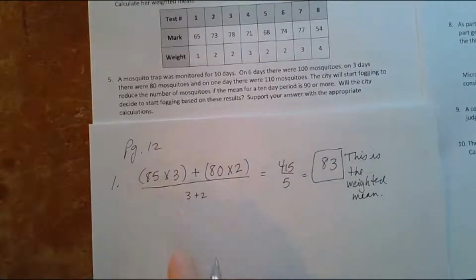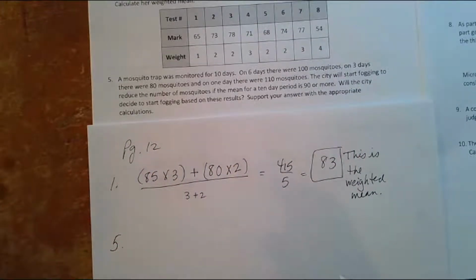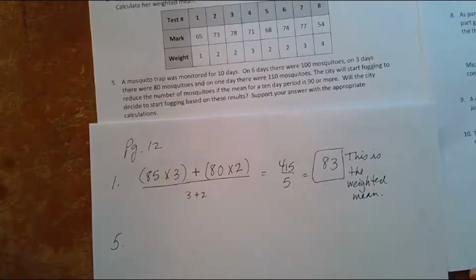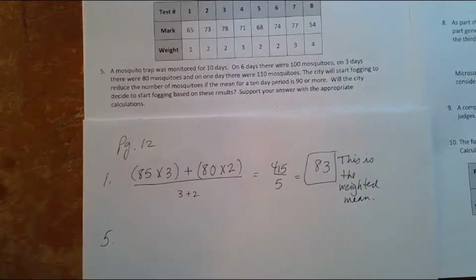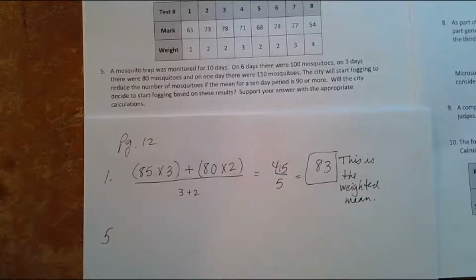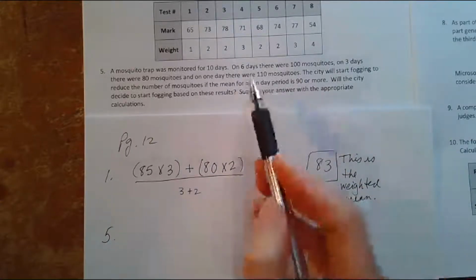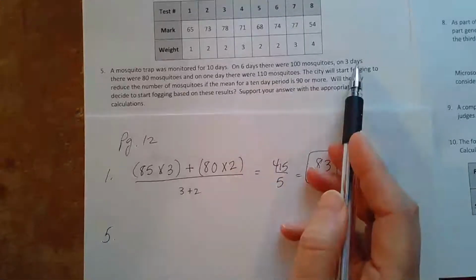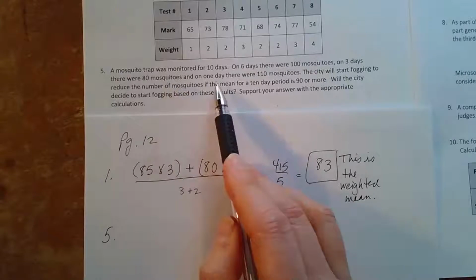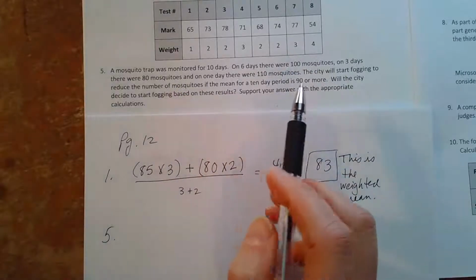Let's take a look at number 5. It's a little more involved in terms of reading. So it says a mosquito trap was monitored for 10 days. On 6 days, there were 100 mosquitoes. On 3 days, there were 80 mosquitoes. And on 1 day, there were 110 mosquitoes.